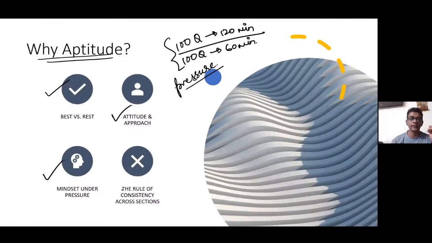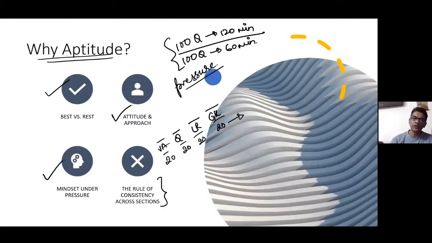And finally, it also tests the rule of consistency. So what does rule of consistency mean? Remember I told you about a paper which contains 4 sections, okay? So let's say I'm giving you verbal, quant, logical reasoning, general knowledge. Clear? So 4 sections have been given. And let's assume there are 20 questions each, I'm assuming this, okay? I'm guessing this. So 20 questions across sections. So how many questions are we talking about? 80 questions in the paper.